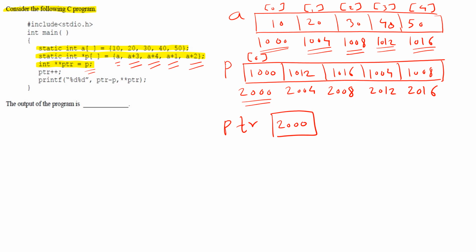Now we have a simple statement that says you should increment the value of PTR by 1. So PTR is incremented by 1, so 2000 plus 1. We wish to know what is 2000 plus 1. Now in reality 2000 is an address which stores another address, and storing an address requires 4 bytes. So when you add 1, you add 4. So 2000 plus 1 is 2004. So this value becomes 2004.